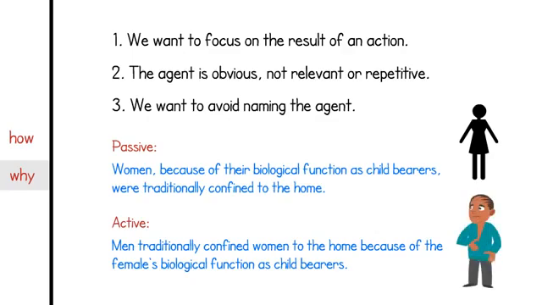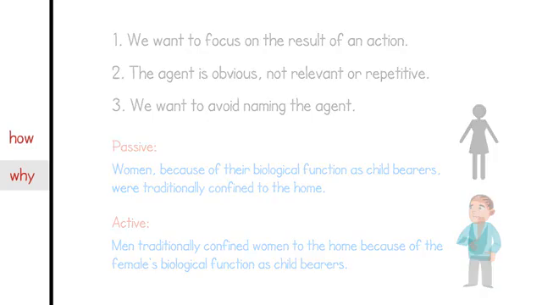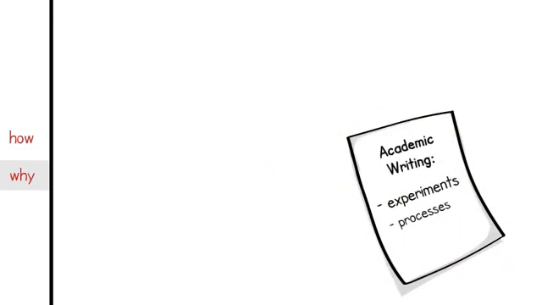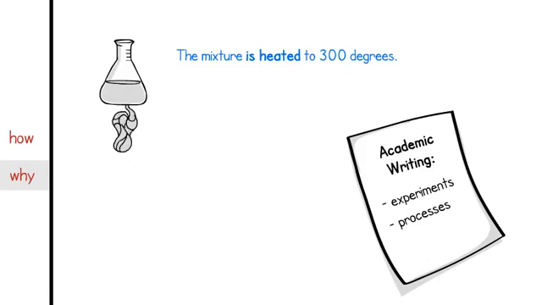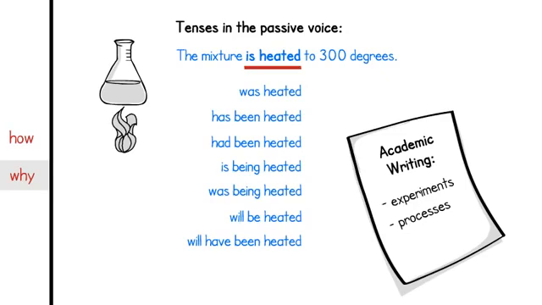The passive voice is quite common in academic writing, especially when writing about experiments and processes where the agent is usually not stated. For example, we might say, the mixture is heated to 300 degrees. Of course, the writer always needs to use the correct tense within the passive sentence, as within active sentences. Can you name the tenses in the examples on the screen? You can pause the video if you need more time.